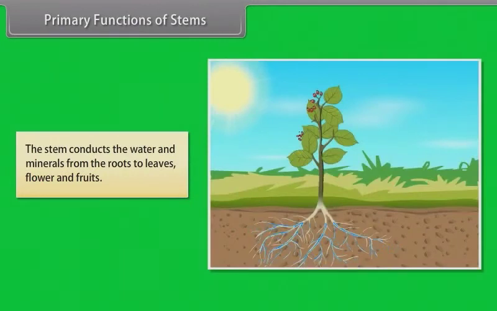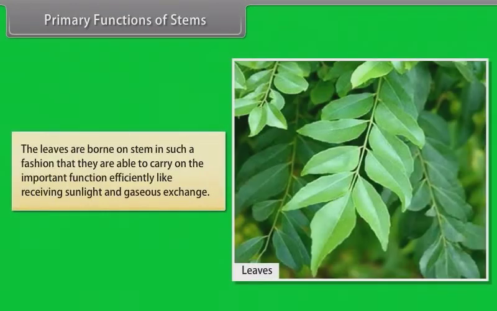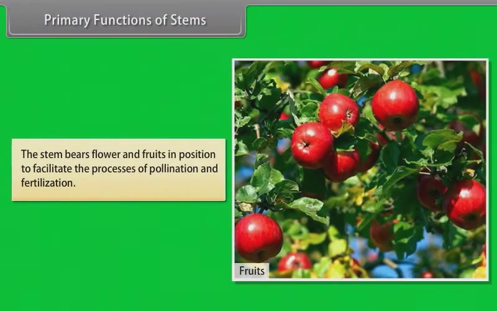The stem conducts the water and minerals from the roots to leaves, flowers, and fruits. The leaves are borne on stem in such a fashion that they are able to carry on important functions efficiently, like receiving sunlight and gaseous exchange. The stem bears flowers and fruits in position to facilitate the processes of pollination and fertilization.